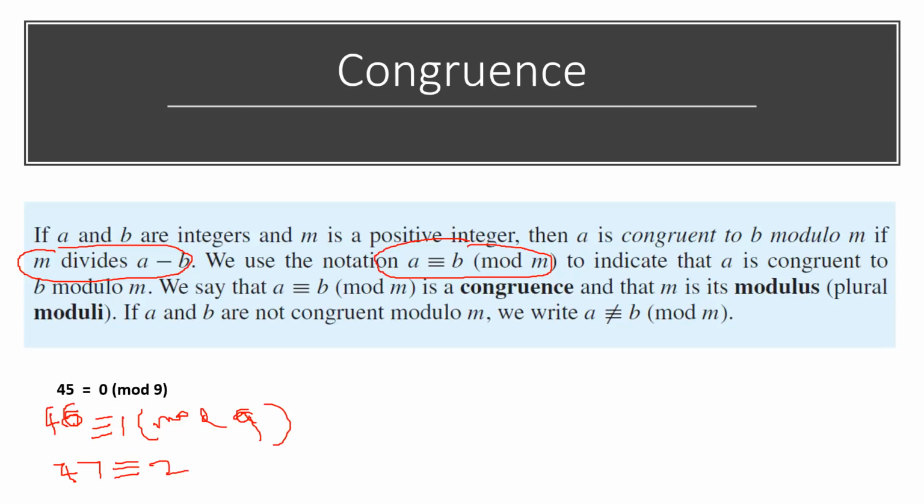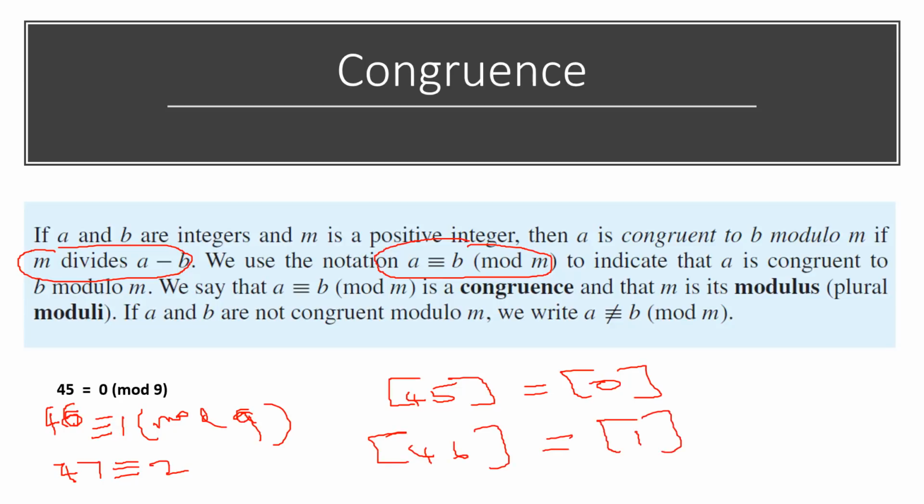In terms of equivalence classes, we say that 45 and 0 are in the same class, or 46 and 1 are in the same class. The usefulness of this theorem is that you can replace 46 by 1 in a computation. For example, if you want to do 46 to the power 27 modulo 9, that would be the same as 1 to the power 27 modulo 9, which is much easier to do.